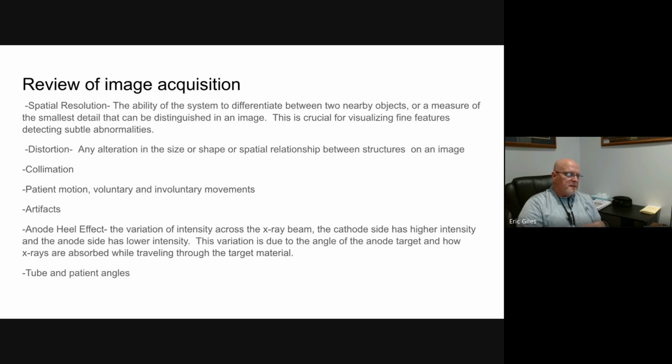And basically all you need to know about that is your image intensity is stronger at the cathode end and weaker at the anode end. And we can use that to our advantage. If we have a body part that's thin on one end and big on the other, you can put the big end on the cathode side, and that'll help even out your image a little bit. Tube angles, patient angles, they all can affect our image. So that's kind of what we talked about last week.